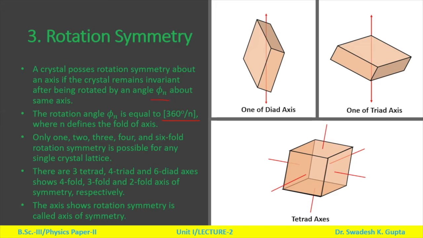Here if you see, for the cubic crystal, there are three kinds of axes. One is the diad axis, one is the triad axis, and one is the tetrad axis. One important thing with rotation symmetry is that it can have 1, 2, 3, 4 and 6-fold rotation symmetry, but 5-fold symmetry is missing. The tetrad has 4-fold symmetry, the triad has 3-fold symmetry, and the diad has 2-fold symmetry. That is why the name reflects the fold of the symmetry.